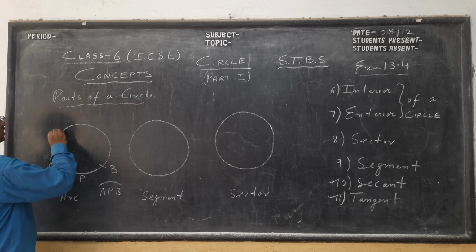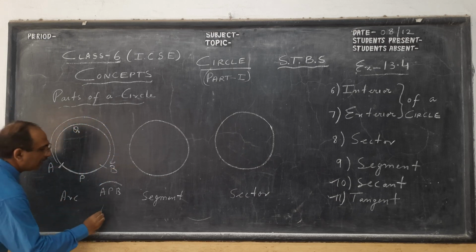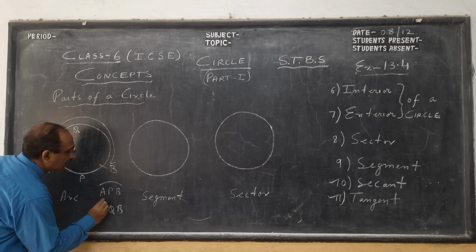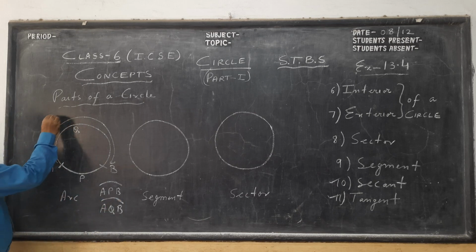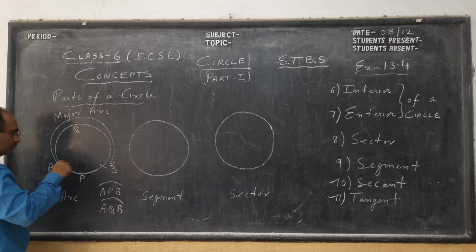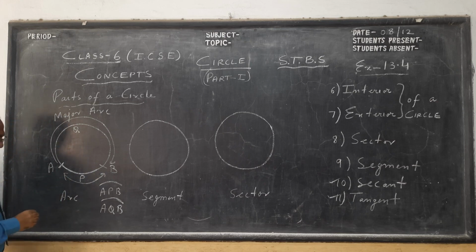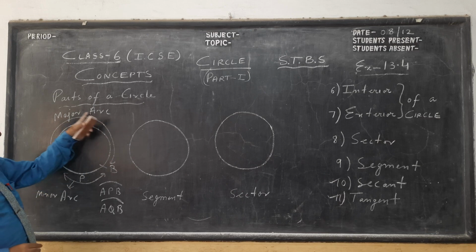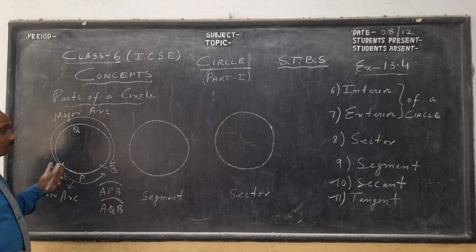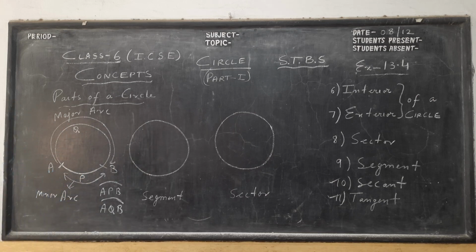So see this one, children. If you see AQB, we represent the arc a little like this. This is called a major arc. Major means bigger. So remember, an arc is a curve. We have a major arc, more than half, and this is a minor arc. Remember, a chord was a straight line, children. An arc is a curve.